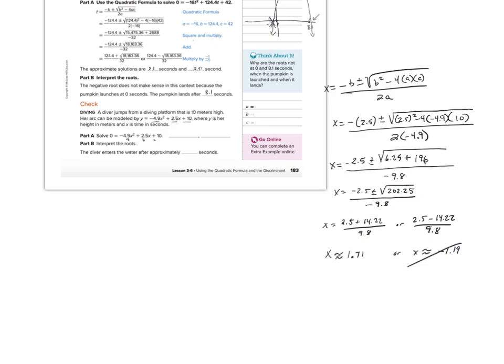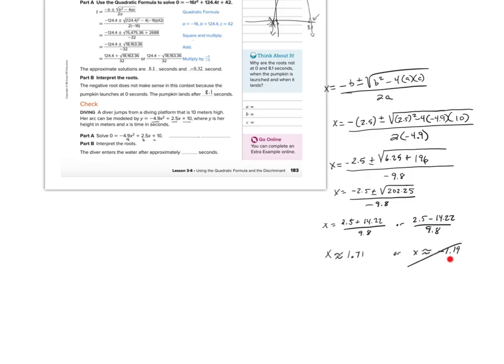So you have either a plus or a minus. So I went ahead and found the square root. The approximate square root is 14.22. So I have negative times a negative becomes positive. 2.5 plus 14.22 all over 9.8, or 2.5 minus 14.22 all over 9.8.